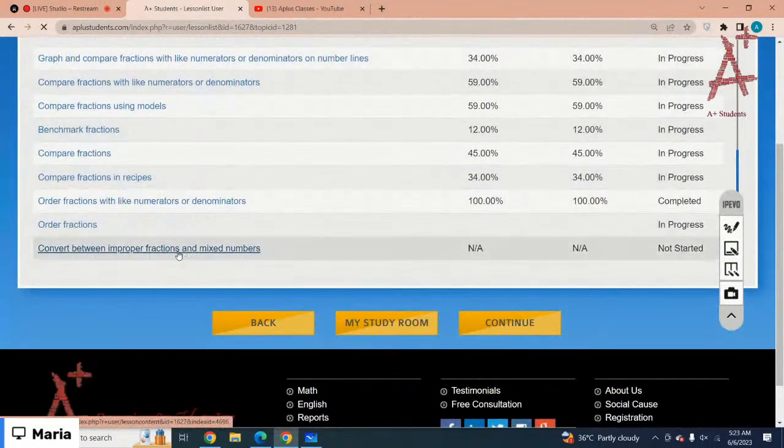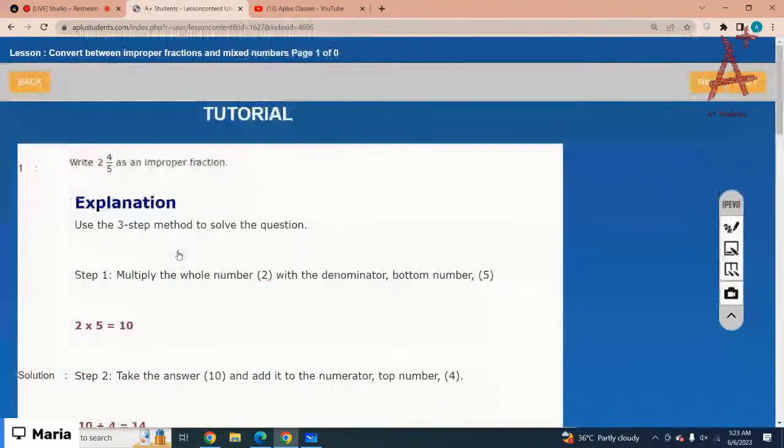This one, convert between improper fractions and mixed fractions. So you have 2 whole 4 by 5. How do you convert it into an improper fraction? You use a 3-step method to solve the question. First of all, you have to multiply the denominator and the whole number. 2 is the whole number, 4 is the numerator, and 5 is the denominator. You need to do 2 times 5.